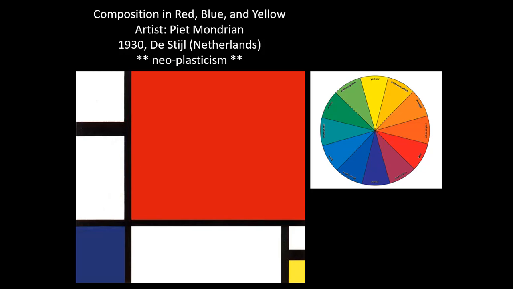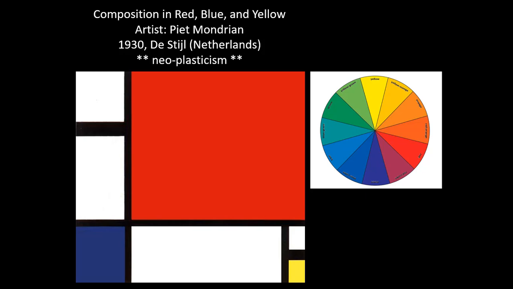Now, the simplification of Mondrian's work is established by a set of strict rules. Okay, three of them. Number one, only primary colors. Now, primary colors are red, yellow, and blue. They're colors that exist on their own. They're not created by mixing colors.